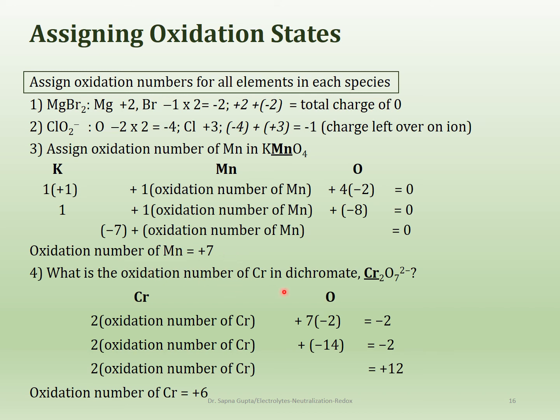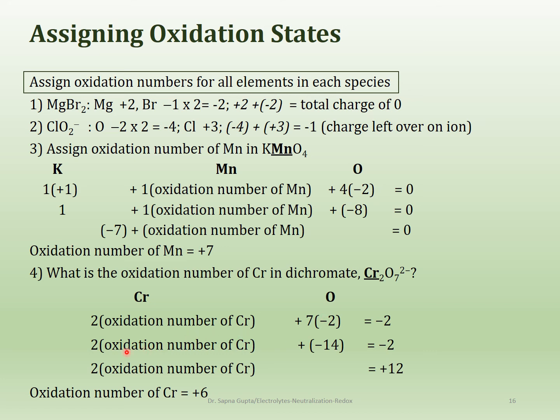Let's do another one here for dichromate. And this is an ion, the dichromate ion. Now remember here, this is 2-, which means that the residual charge at the end should be -2. So we have 2 chromium atoms, so 2 times the oxidation number of chromium. And then we have 7 oxygens, and each oxygen is -2.